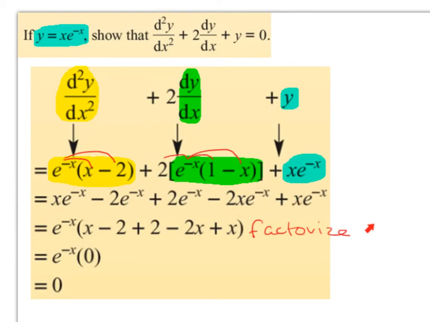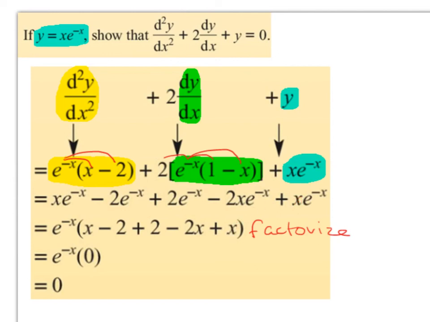Next we factorize. So e^(-x) is common to all terms. So e^(-x) divides into x e^(-x), leaving us with x. e^(-x) divides into -2e^(-x), leaving us with -2. e^(-x) divides into 2e^(-x), leaving us with 2. e^(-x) divides into -2x e^(-x), leaving us with -2x. And e^(-x) divides into x e^(-x), leaving us with x.